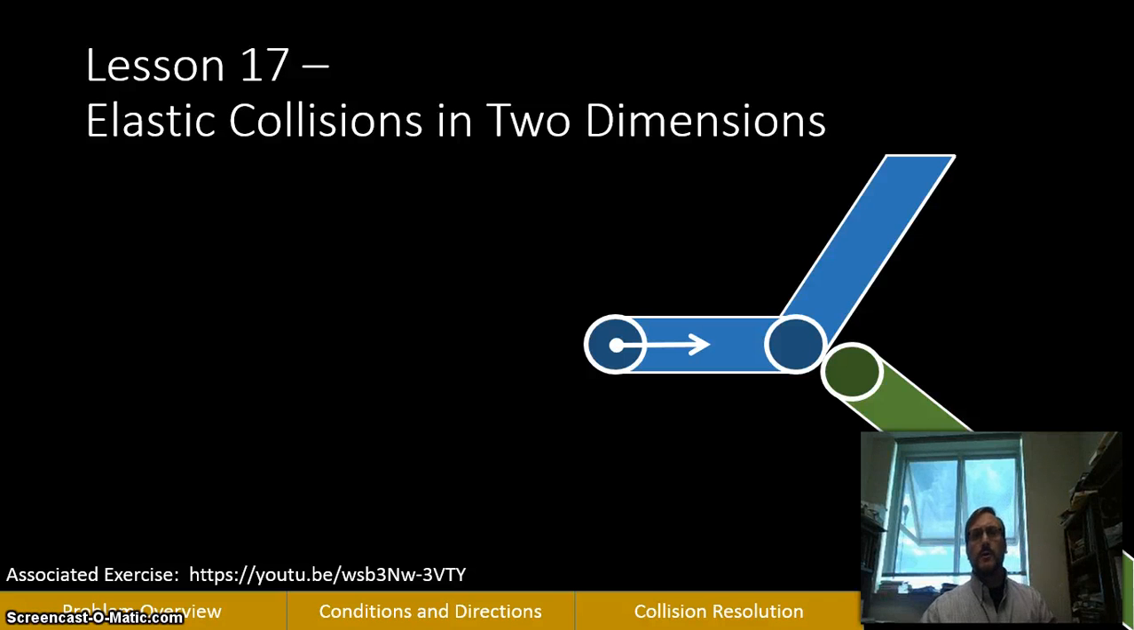Okay, so what I'd like to do here is look at resolving elastic collisions in 2 dimensions in a programming context. We're going to look at 2 extended bodies, 2 balls in this case, and see what happens when one hits the other one. What sort of things do you have to do in a programming context?